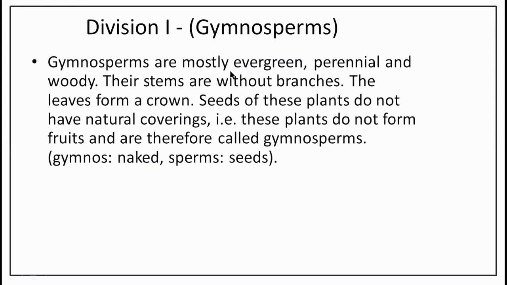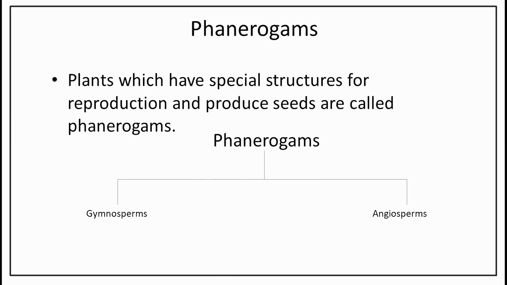Gymnosperms are mostly evergreen plants, perennials, and woody. They are the same as phanerogams: plants which have a special structure for reproduction and produce seeds. In these plants, after reproduction, seeds form which contain the embryo and stored food. During germination of the seed, the stored food is used for the initial growth of the embryo.